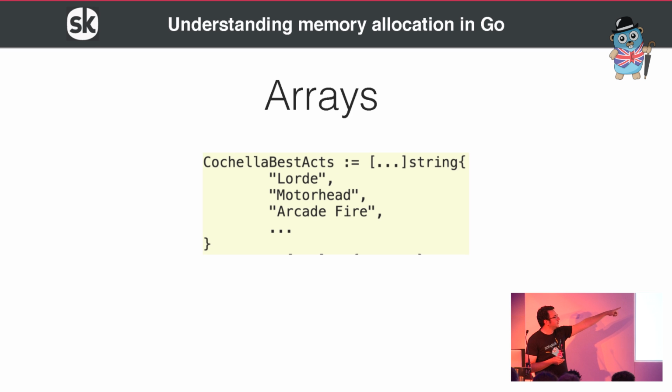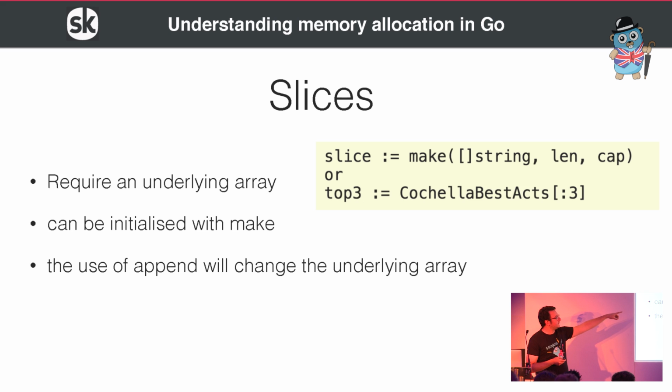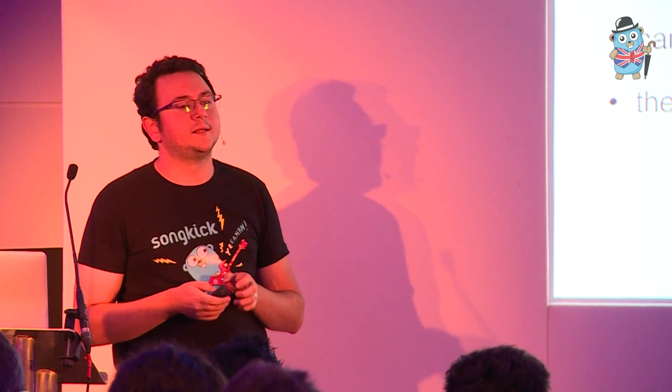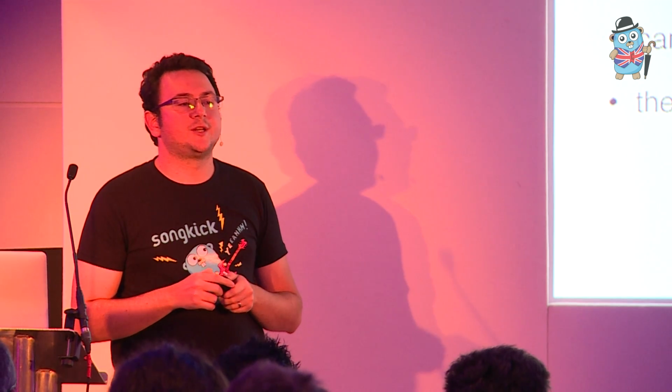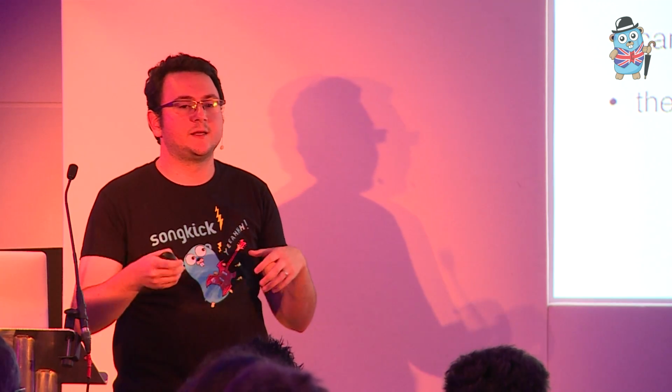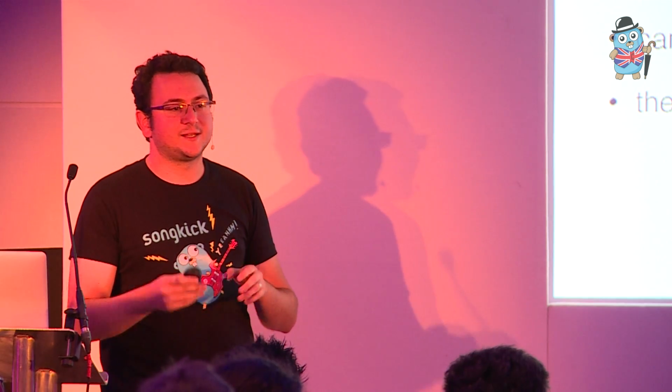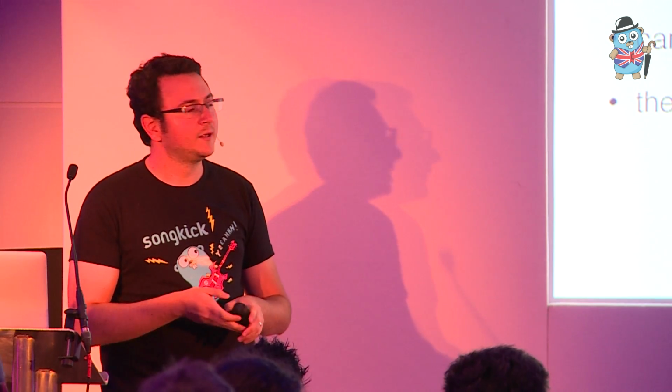So here I had my Coachella best acts array, and if I get just the top 3 elements, I will get a slice of this array, and this slice will point to my previous array. Now, the problem with that is if I change stuff on my slice, so if I take my slice variable and I change stuff, it will change the underlying array. So that could be quite weird.